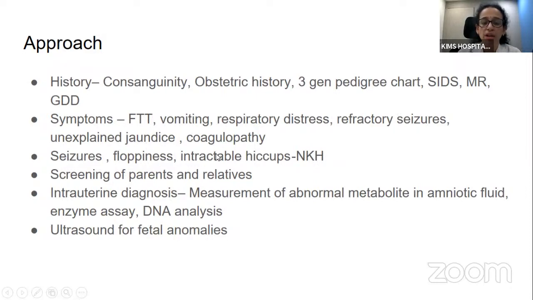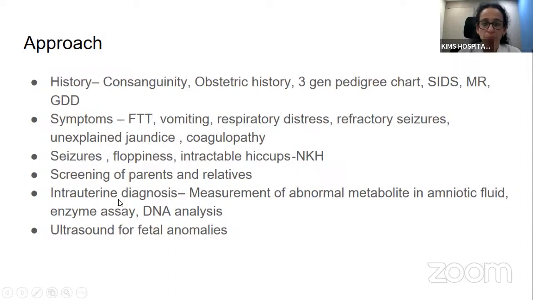Seizures, floppiness, and intractable hiccups, as well as opsoclonus and myoclonic seizures are seen in non-ketotic hyperglycinemia. Screening of parents as well as relatives assumes importance for the prognostication of the condition. And intrauterine diagnosis can be done.